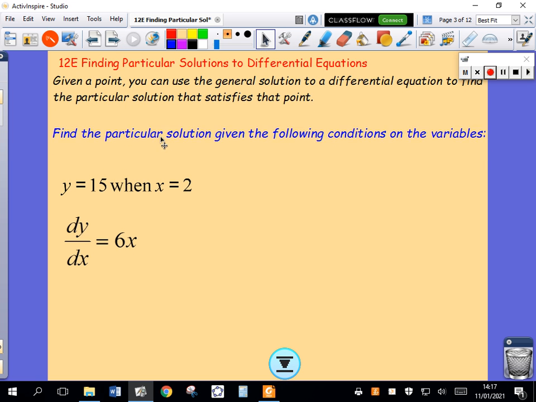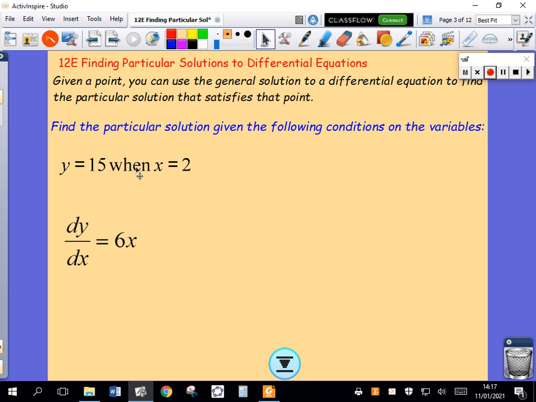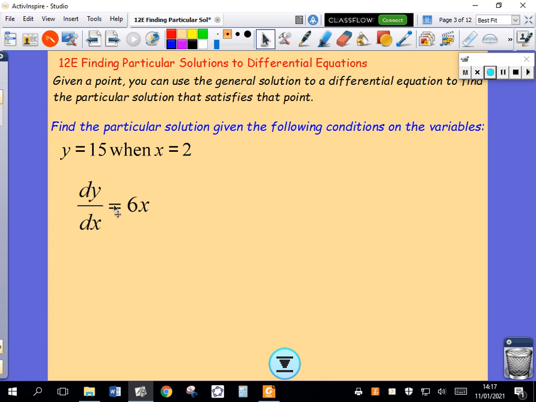So we're asked to find a particular solution given the following conditions on the variables here. y has to equal 15 when x is 2, and there's my differential equation, dy/dx equals 6x. So we just do the same thing. First of all, we find the general solution. We just went through this solution here. We solved this and we found that y was equal to 3x squared plus the constant of integration.